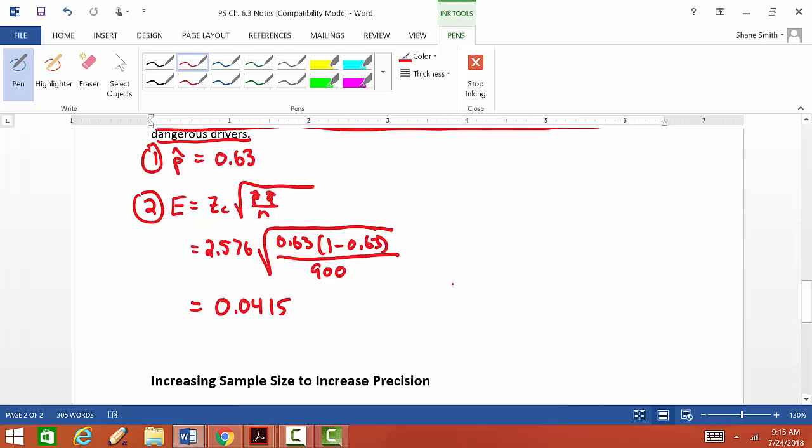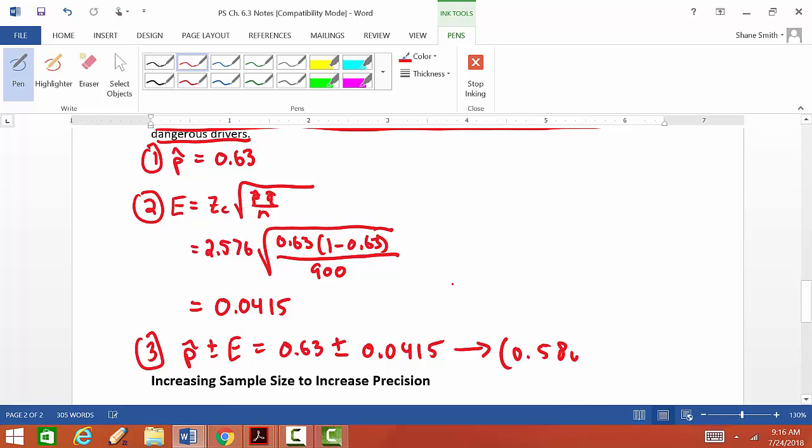Yeah. Okay, so the third step then is to take p hat and add and subtract the margin of error, which is 0.63 plus or minus 0.0415. So when I subtract, I get 0.5886, and when I add, I get 0.6715.